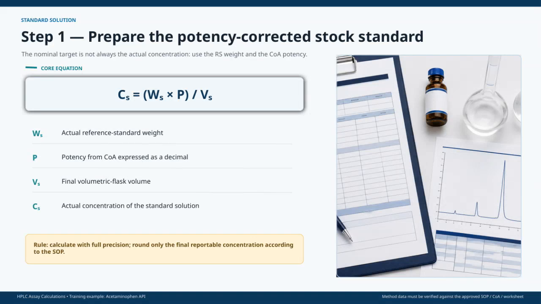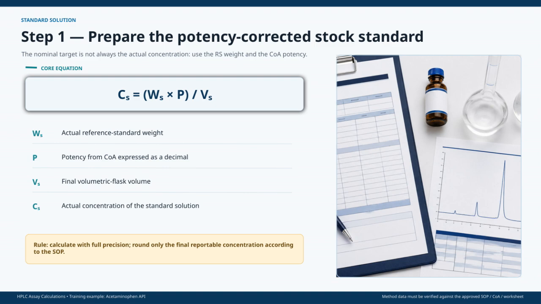Here we focus on HPLC assay calculations using a training example with acetaminophen API. The first critical step is to prepare the potency-corrected stock standard solution. It's important to understand that the nominal target concentration is not always the actual concentration. Instead, we use the actual weight of the reference standard and adjust it according to its potency as specified on the Certificate of Analysis, or COA. The core equation we use to calculate the standard solution concentration is C sub S equals W sub S multiplied by P divided by V sub S.